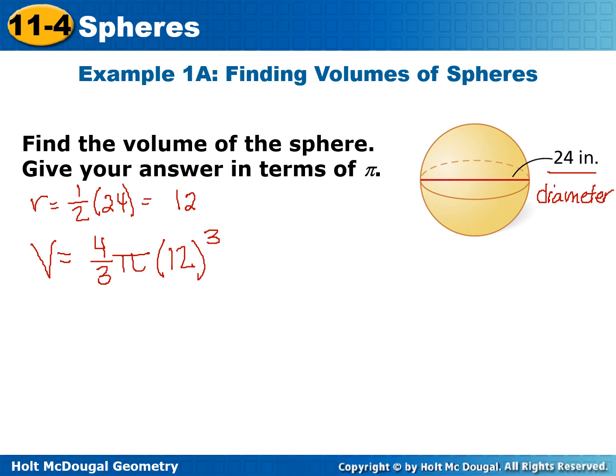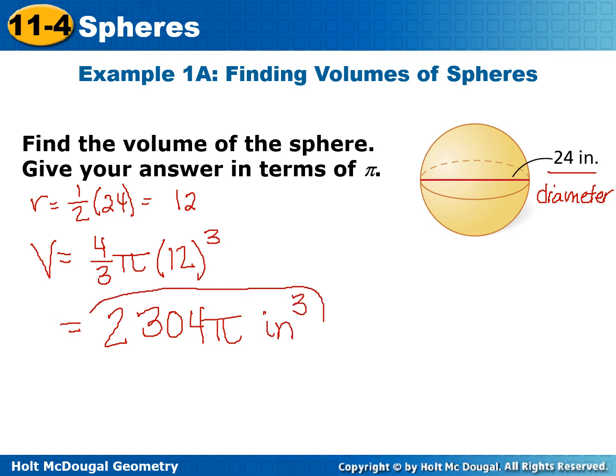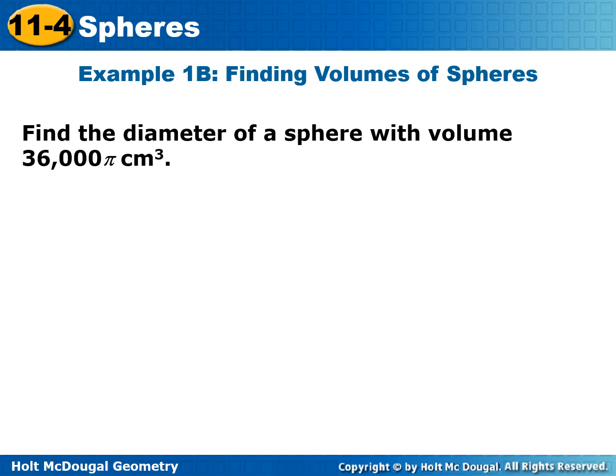So when we put that in there, let's just leave it in terms of pi. 2,304 pi, and our unit is inches, and of course it's volume, so it's cubed. In this particular example, they're not asking us to find the volume because they gave us the volume, that it's 36,000 pi centimeters cubed. They want the diameter.